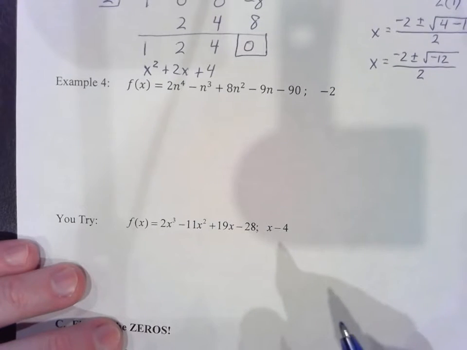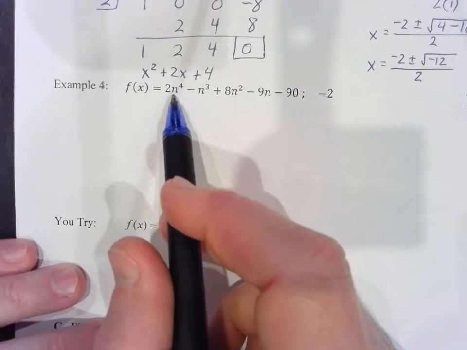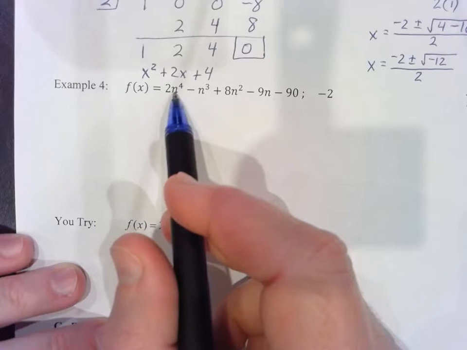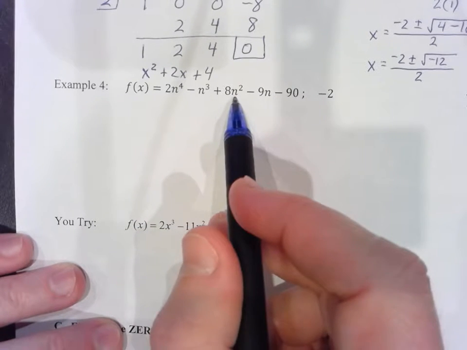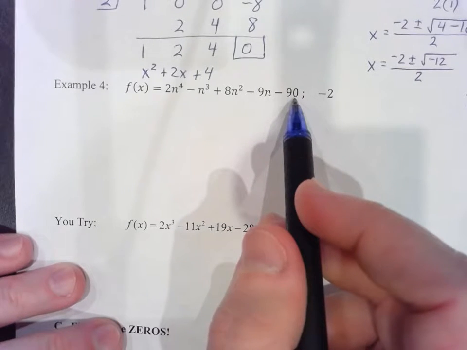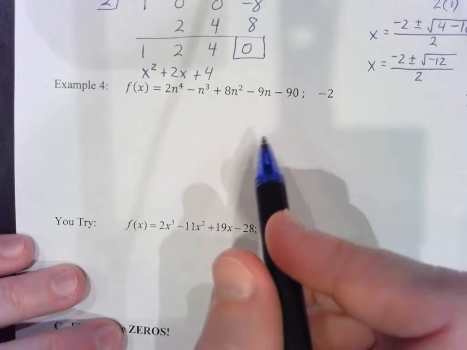In example 4, first step, I want to write down, make sure that I have all of the degrees here. So if n to the fourth is the largest degree, the leading term, do I have n to the third, n squared, n to the first, and a constant? Which I have all of those. So I'm ready to write down the coefficients of each of them.